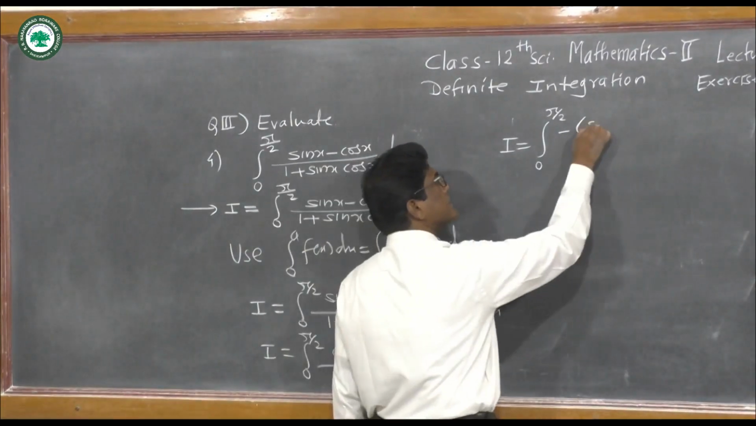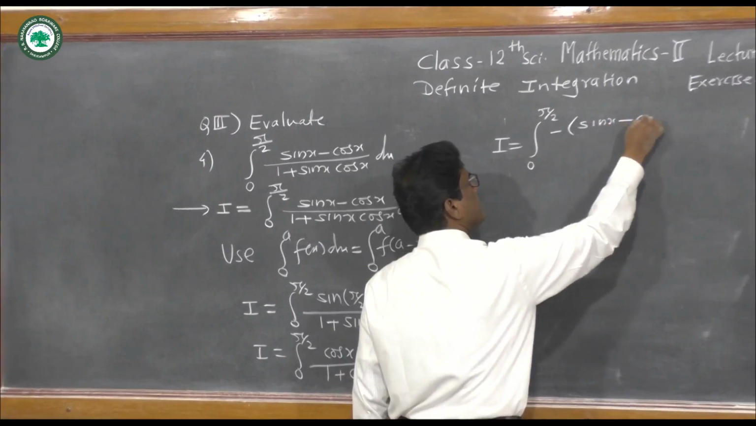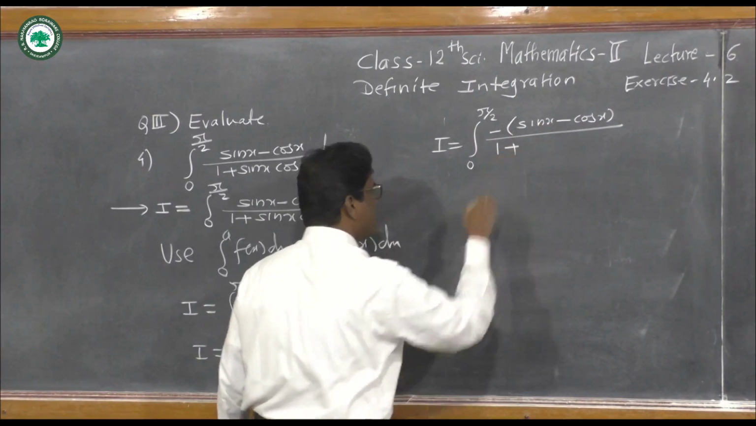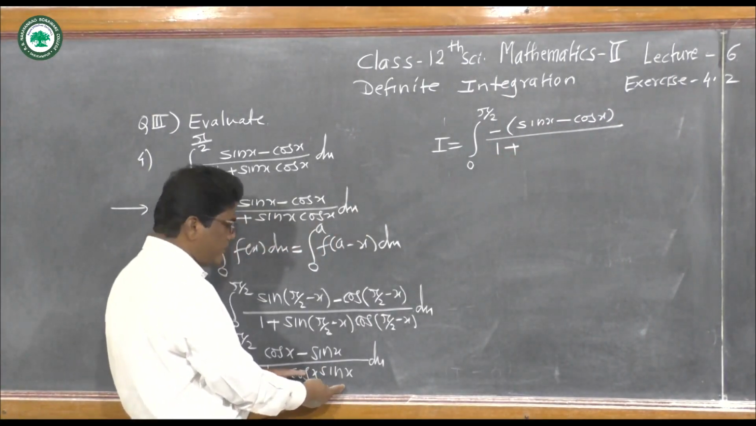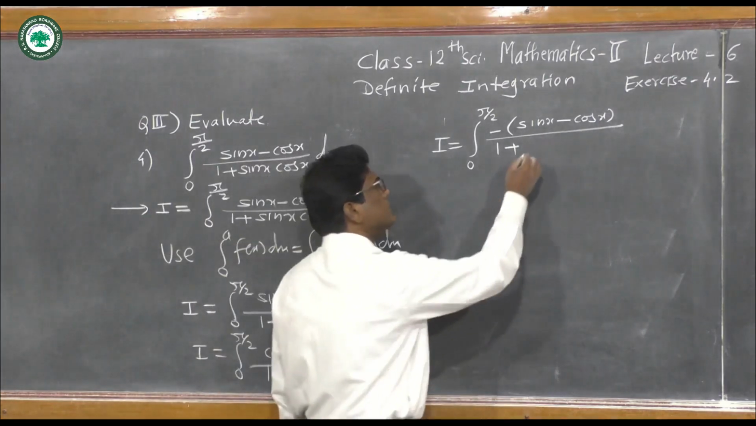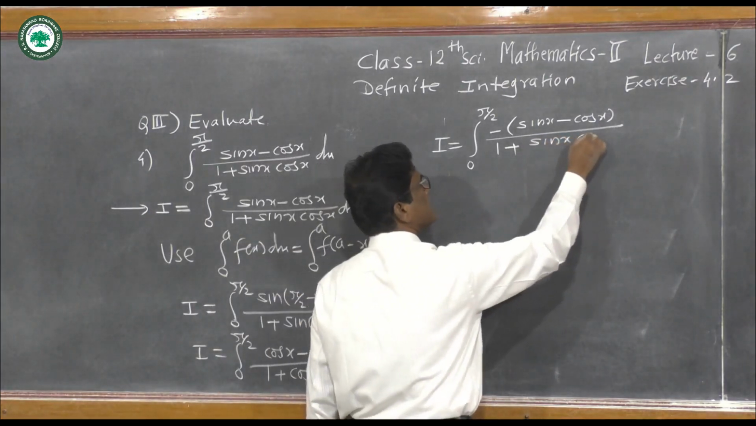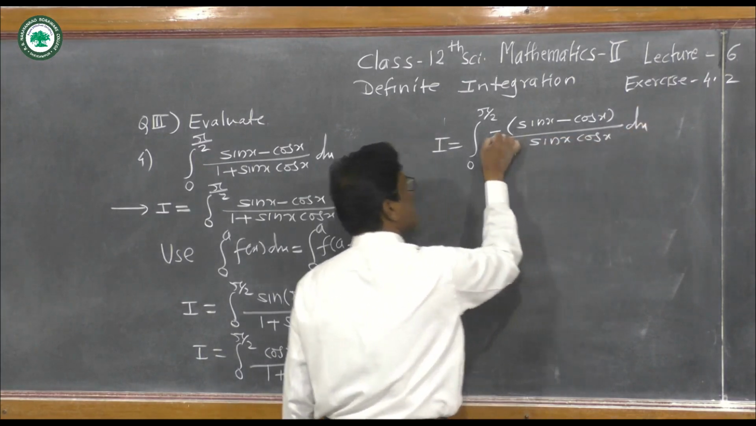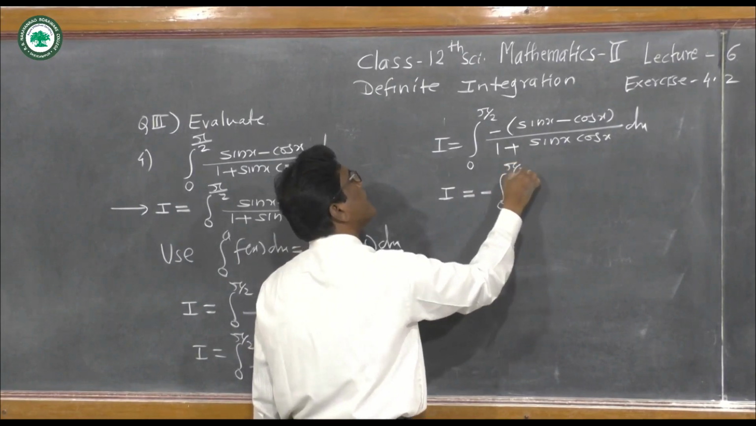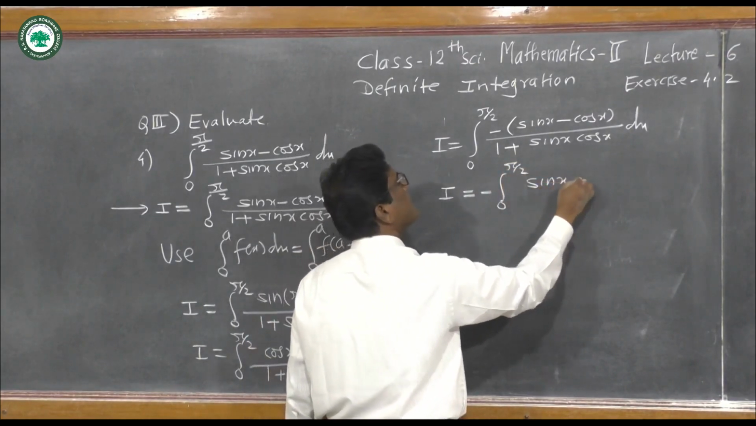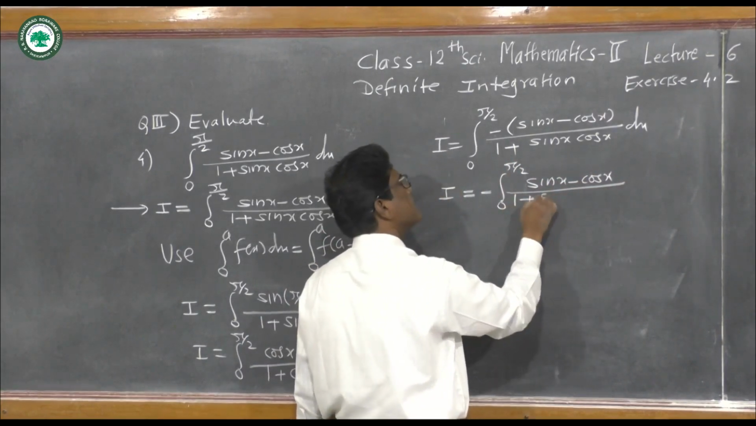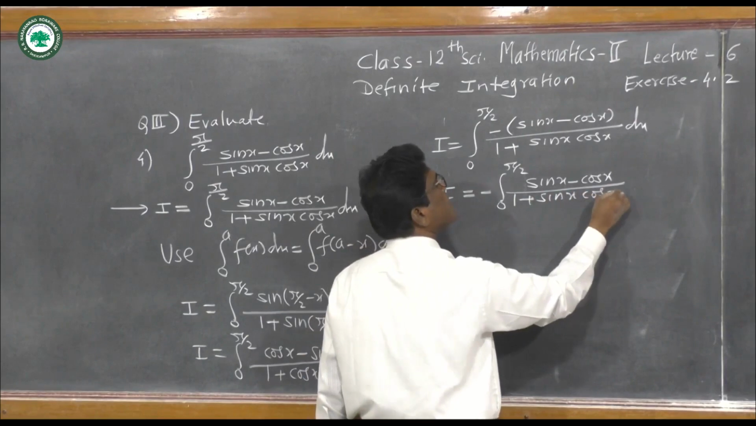So here it is sin x minus cos x divided by, in denominator 1 plus, here cos x into sin x, we may write sin x into cos x. Cos x into sin x is sin x into cos x. So here it is sin x cos x dx. Take this minus sign outside the integral. So I is equal to minus integration from 0 to pi by 2 sin x minus cos x divided by 1 plus sin x into cos x dx.